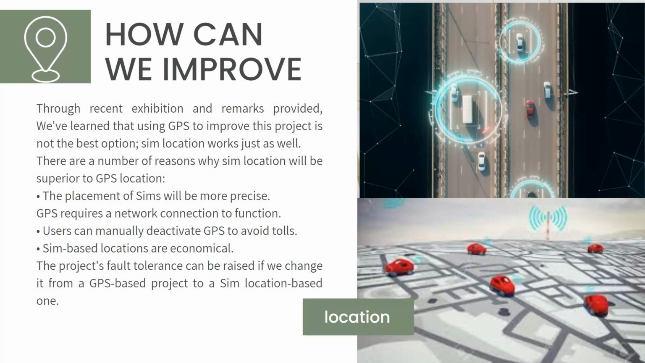Many of the drawbacks of the GPS are written here, where a SIM could perform better. For example, the GPS requires a network connection to function. The SIM-based locations are economical, and the users can manually deactivate the GPS to avoid the tolls. So, in conclusion, the SIM location-based approach would bring an improvement to our project if we think to change it.